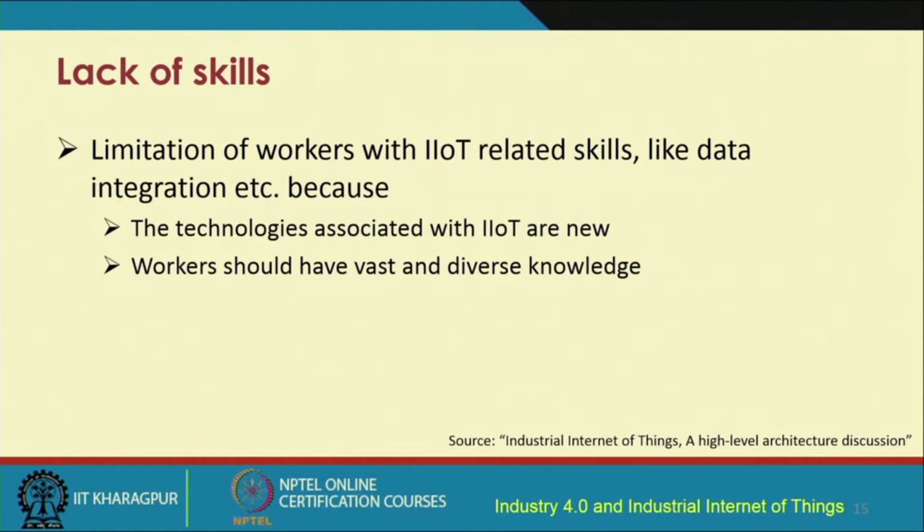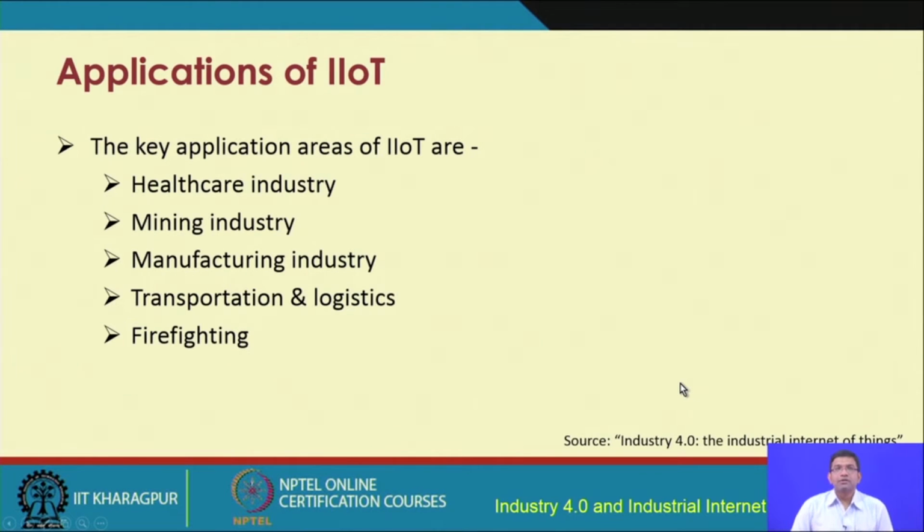Lack of skills: we are talking about a world of IIoT, which is a new technology. New technology means we have a limitation of workers with IIoT related skills like data integration, etc., because these technologies are associated with IIoT, and these associated technologies are new in nature. So, workers should have vast and diverse knowledge about these technologies.